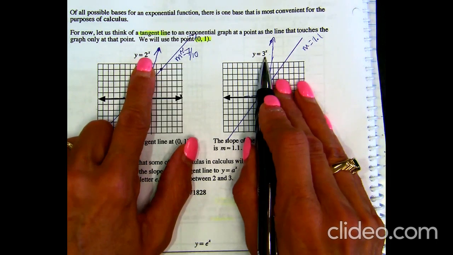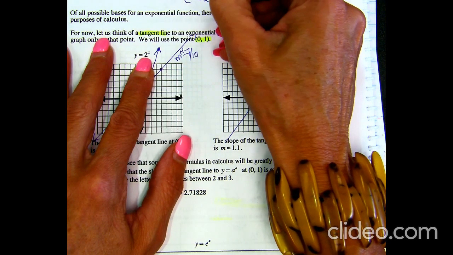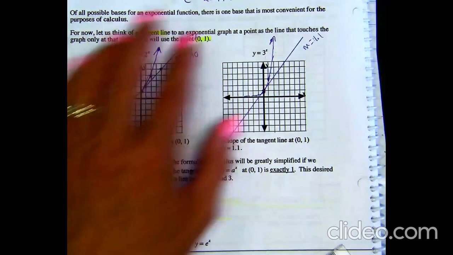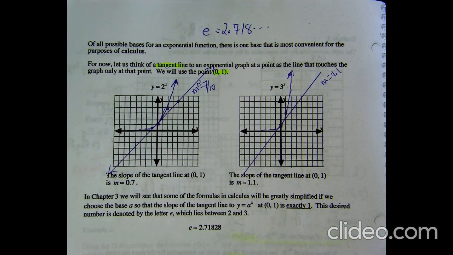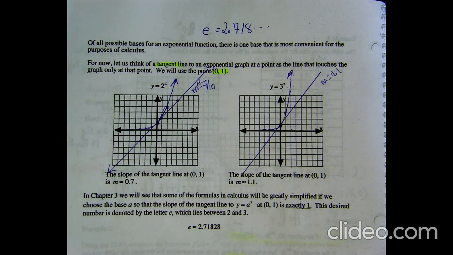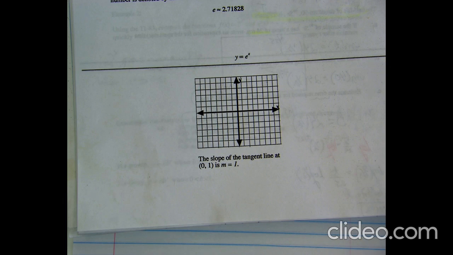It's in between 2 and 3. So what is e? 2.718, etc., because it's irrational, infinitely expanding decimals. And if we use that for our base, then when we graph e to the x, we're going to get a tangent of exactly 1.